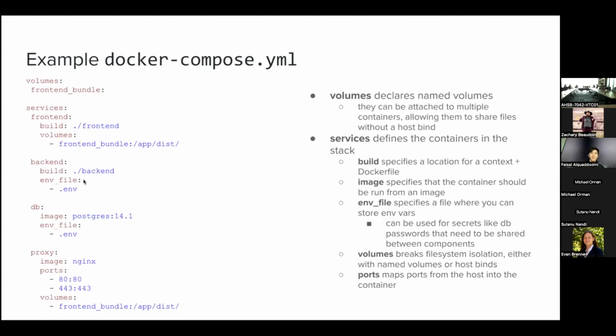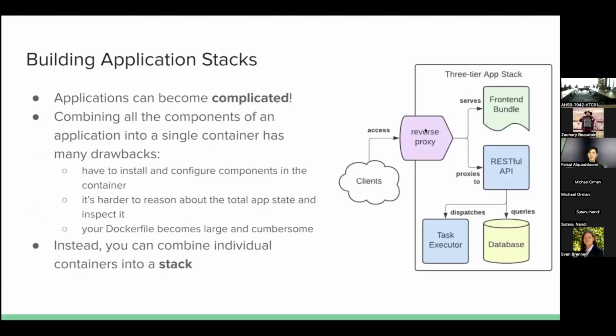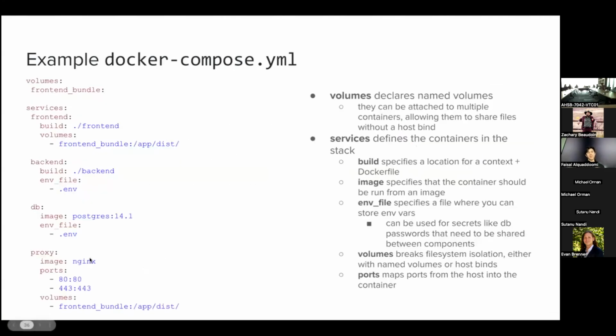So this is the YAML file for that architecture that I showed you earlier. So we have services. These are the containers. So we have a front-end container, we have a back-end container, we have a database, and we have this proxy, this thing that's serving, depending on who's requesting what, it's either directing requests to the backend or to the front end, or potentially the static files.